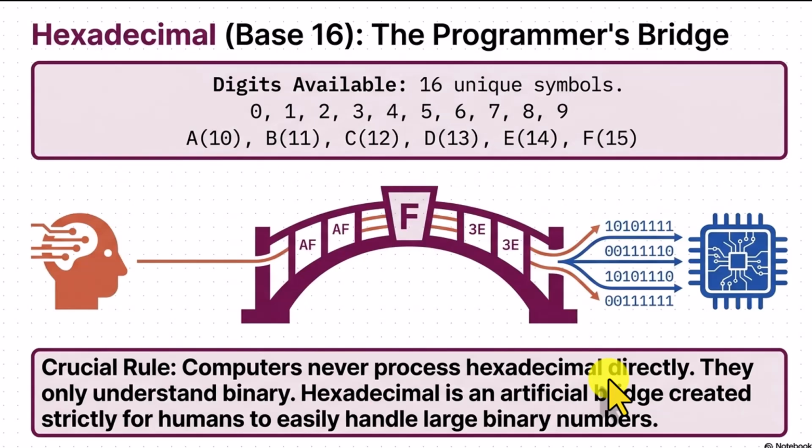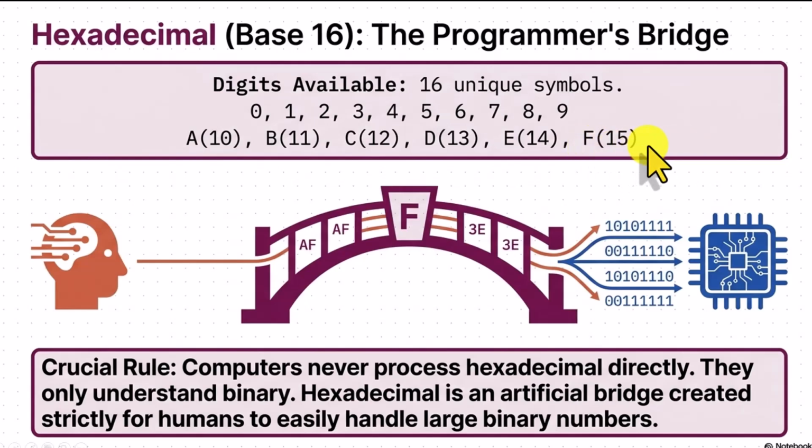The next one is hexadecimal. Hexadecimal is base 16. This is the programmer's bridge. We do not work with this in daily life, and computers do not understand this. Programmers created this to make their own lives easier and to work with binary numbers with a little more ease. We have 16 unique symbols: 0 up to 9, so 10 symbols here. Then for 10 we use A, for 11 we use B, for 12 we use C, for 13 we use D, for 14 we use E, and for 15 we use F, capital letters. Now for 16 we will have 1 0.